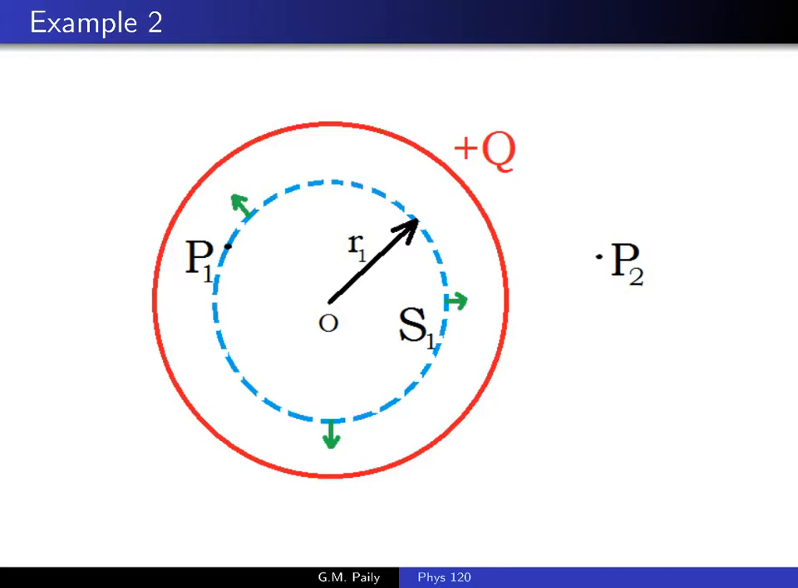We expect that if there is any field inside the spherical shell, it must point radially. In other words, any electric field lines must go like this. We can see that the direction of these field lines is in the opposite direction to the area vectors. In other words, the angle between them is 180 degrees.